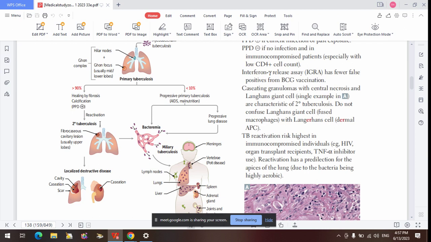You guys don't need to know all those things. It's not something that will be tested, but just so you know, there's the difference between Ghon complex and Ranke complex.